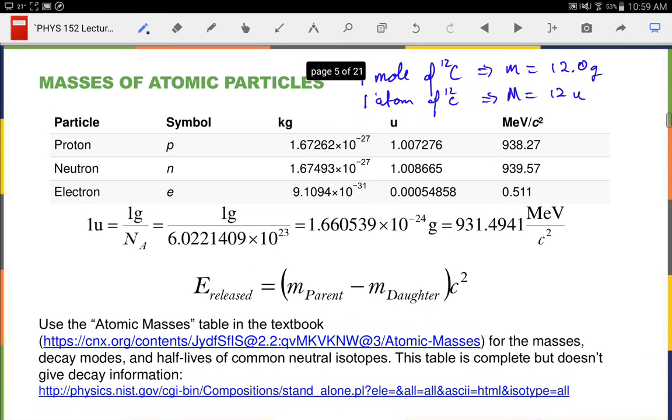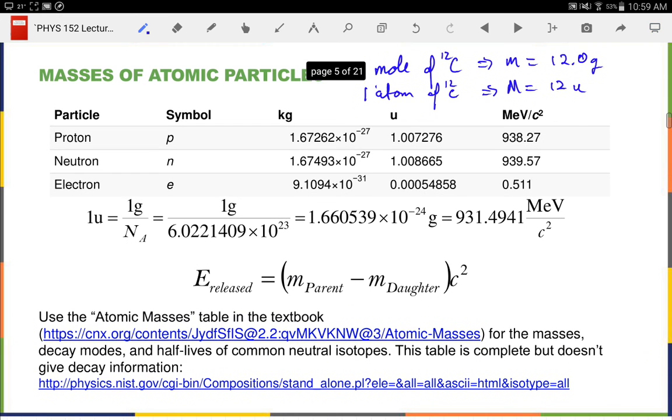And so I worked it out here, 1 atomic mass unit, 1 gram over Avogadro's number. Put in Avogadro's number to a whole bunch of digits so I could get the mass, 1 atomic mass unit to a whole bunch of digits. Notice I put it in grams. Up above, numbers are in kilograms. As long as you know what you're working with, it's good.